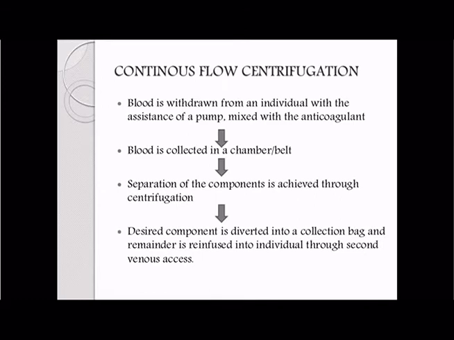Next, moving on to the continuous flow centrifugation. In this procedure, the blood is withdrawn, processed and returned to the individual simultaneously. So both works are done side by side. Since the blood is drawn and returned continuously during the procedure, two venous accesses are necessary. The blood is withdrawn from an individual with the assistance of a pump, mixed with the anticoagulant and collected in a chamber in CS 3000.